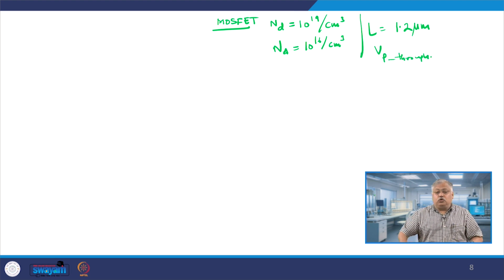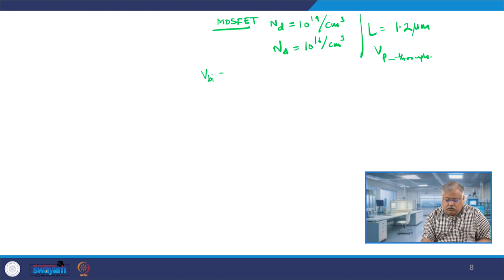What is punch through? When the depletion regions on both sides actually touch each other, we define it as punch through, effectively meaning that your channel is almost lost. So, if you add the depletion width on the source side and the drain side, and it becomes of the order of the channel length or exactly equal to the channel length, we define that to be punch through.